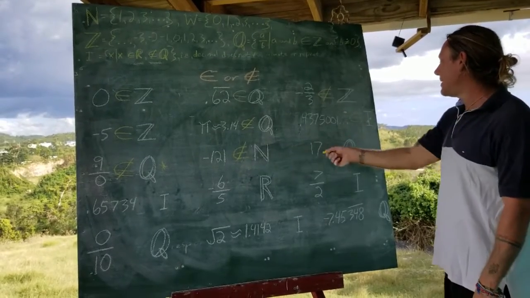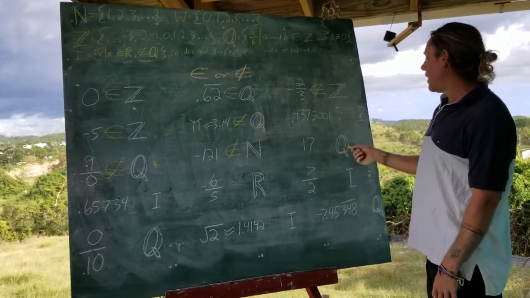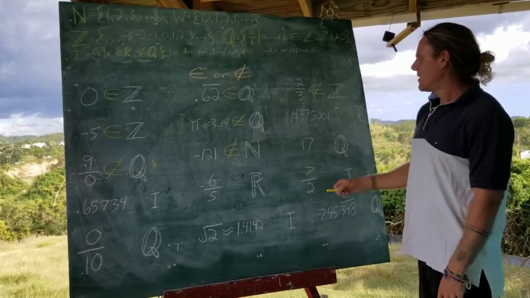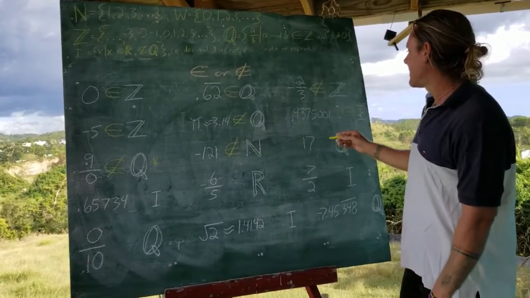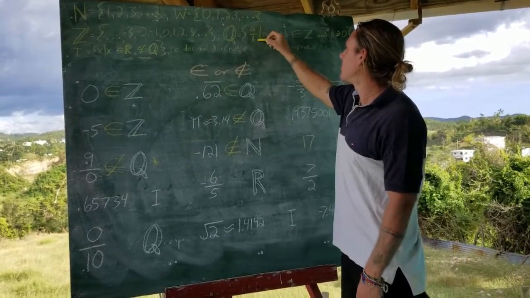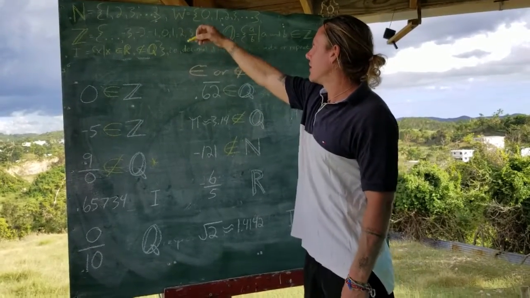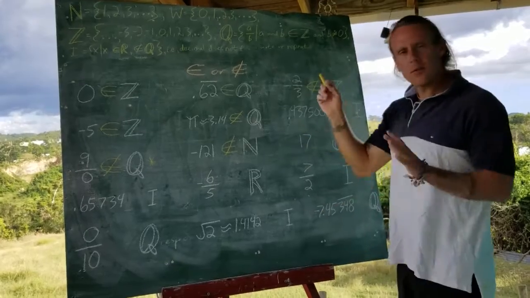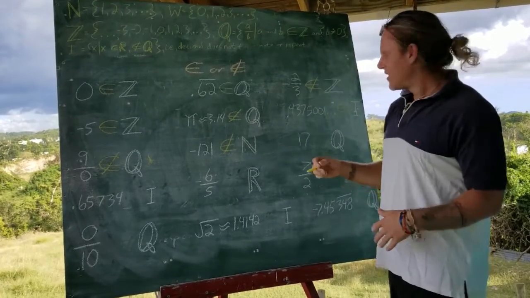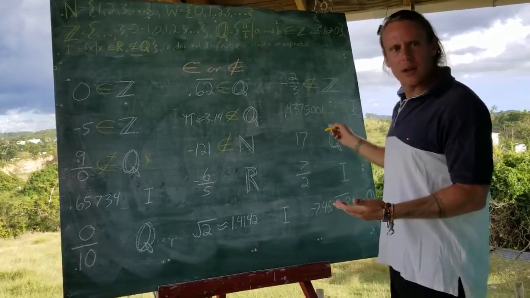How about 17? Is that an element of the rational numbers? Well, at first glance, it doesn't look like it. 17 is not written in the form a over b. 17 would be a natural number. It would be an integer. It would be a whole number. But wait, we talked about those being subsets of rational numbers. So therefore, 17 would have to be an element of the rationals.